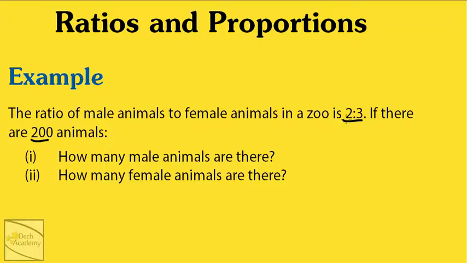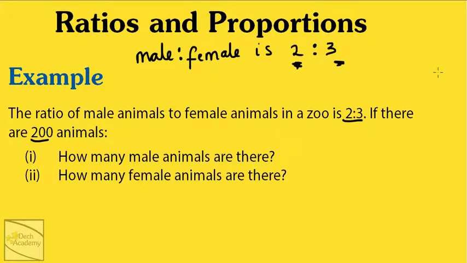So the ratio of 2 to 3, with the way it's written, it says the ratio of male animals to female animals is 2 to 3. So it means that for every 2 male animals, there are 3 female animals. Now the way to determine the number of male animals is simple.